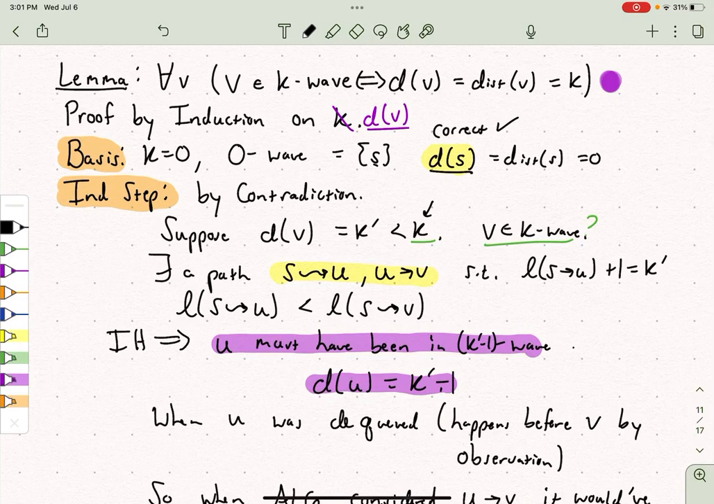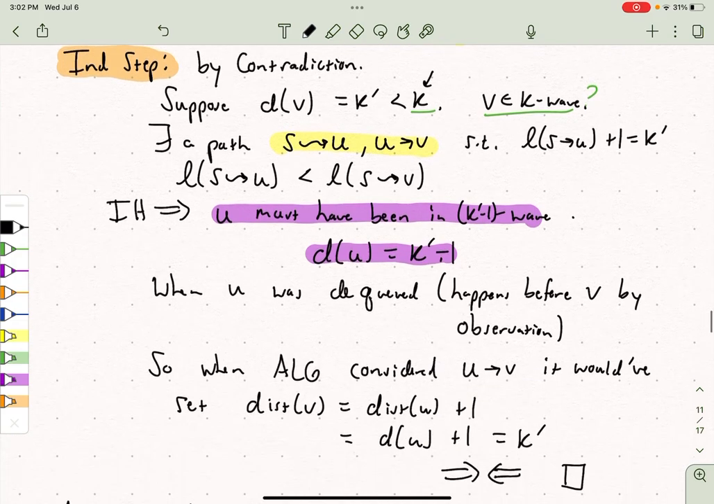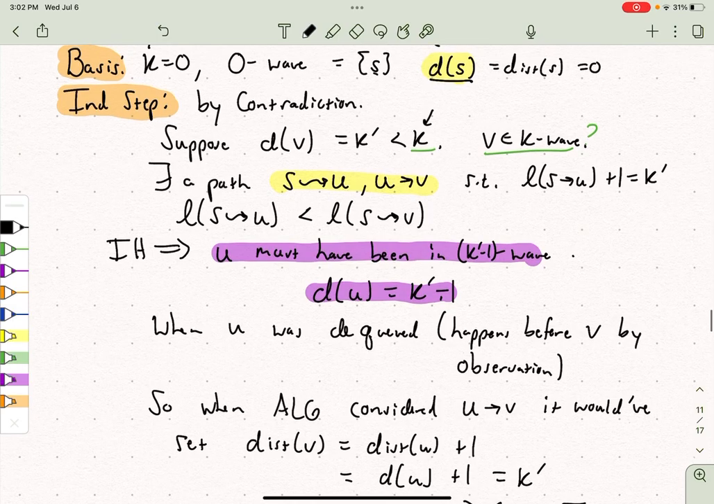But now for this part, we argued that the distance of u was less than the distance of v, and so we can apply the induction hypothesis to conclude that u was in the k prime minus 1 wave. Now why does this help us? Then everything else follows as before. Because we know it's in the k prime minus 1 wave, then we know the algorithm would have added v earlier. And so we would have gotten the correct distance.